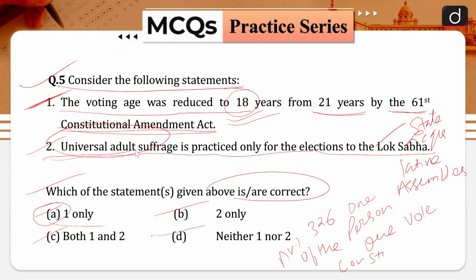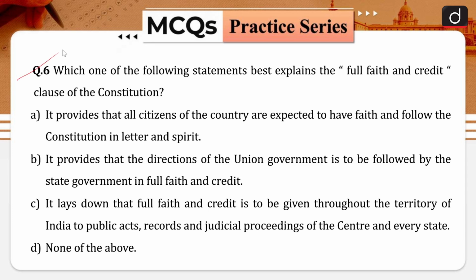And if you talk about the elections that are taking place for the urban and local bodies as well, after the 73rd and the 74th Amendment Act of our Indian Constitution, they also take place on the basis of universal adult suffrage. Okay. And that is why your statement number 1 is only correct and not your statement number 2. Moving forward to the next question, that is question number 6.